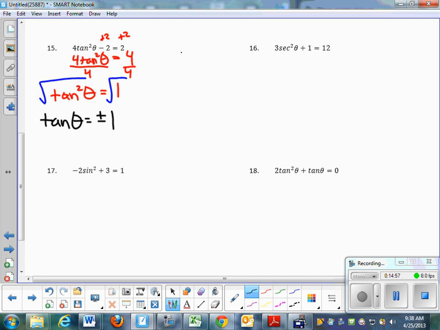Well, what I've got to do now is list. Megan, what are you thinking? 4, very good. 4 angles, because tangent is positive in the first and third, and it is negative in the second and fourth. So I have 4 reference angles that I'm drawing here. What is tangent inverse of 1? 45. Yep.